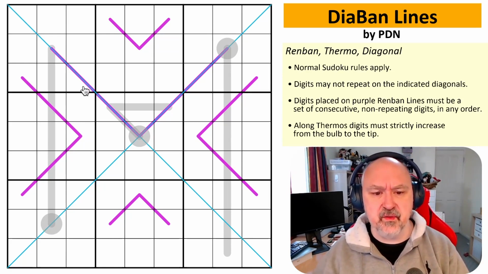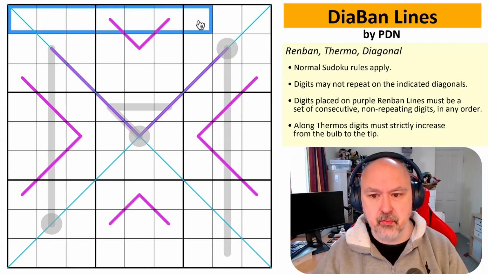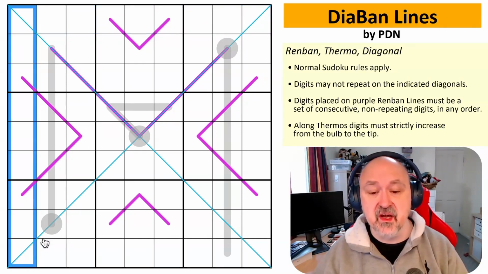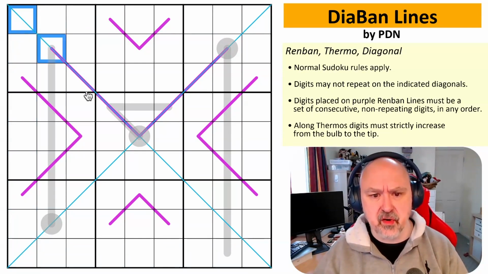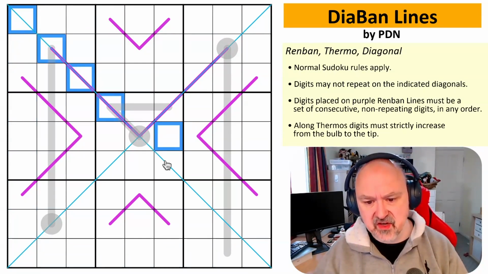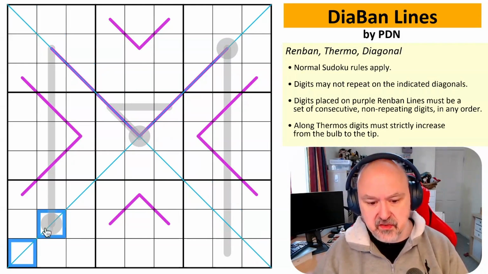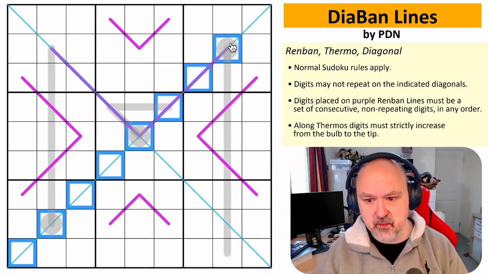So what do we have? Normal Sudoku rules apply. In every box, in every row, and in every column, the digits 1 to 9 must be placed without repetition. This is also a diagonal puzzle, so along each of these diagonals, you must also have the digits 1 to 9 without repetition. That's what the blue lines mean.